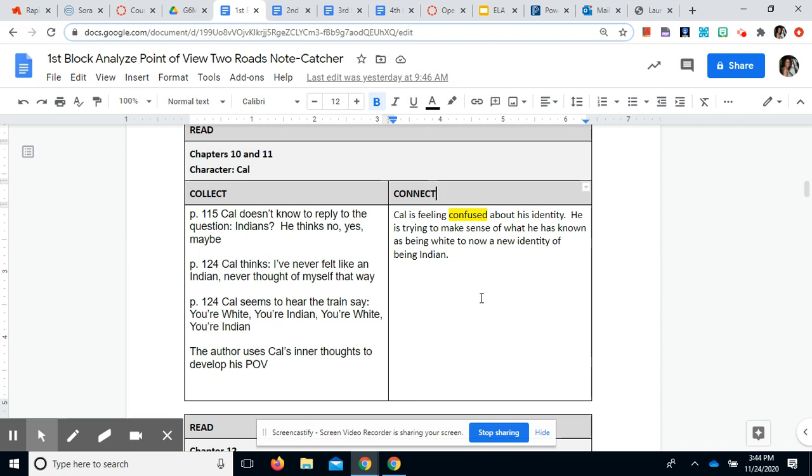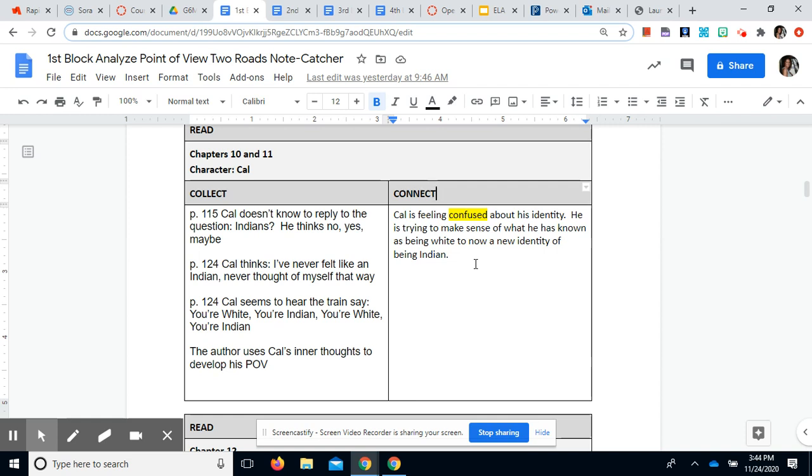So for chapters 10 and 11, it focused on Cal. So we said Cal is feeling confused about his identity. He's trying to make sense of what he has known as being white to now a new identity of being Creek Indian. And then the evidence that we gathered from page 115 of the book, Cal doesn't know how to reply when he's asked the question Indians. He thinks no, yes, maybe.